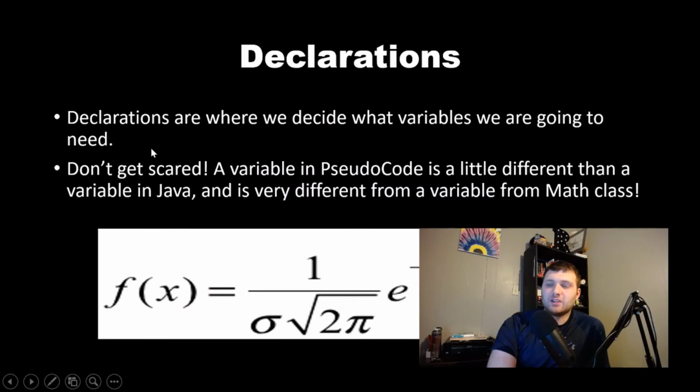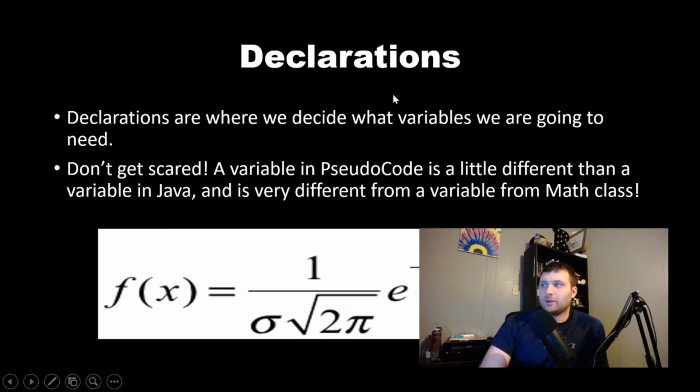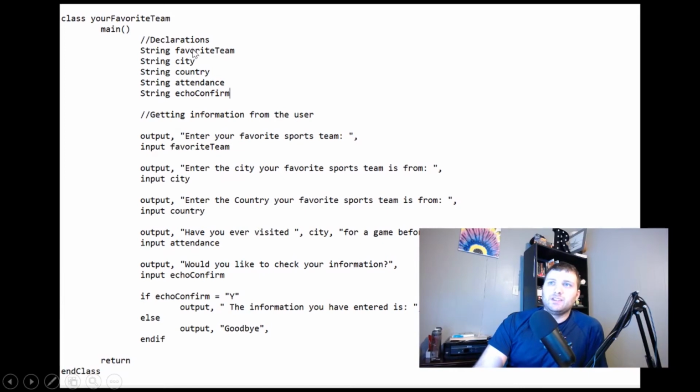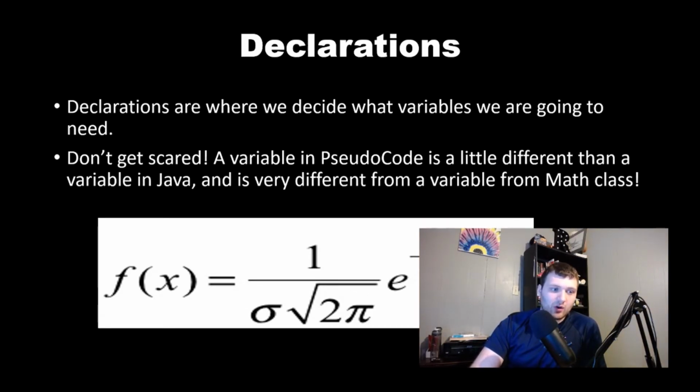Let's go ahead and dive into that first section there, which remember was the declarations section. Declarations are where we decide what variables we are going to need. You'll see I have just a list of things here, but I'm not doing anything with them. I'm just listing them out, right? String. So what on earth is a string? What is favorite team, city, country, etc.? Declarations is where we decide what variables we are going to use, what variables we are going to need.